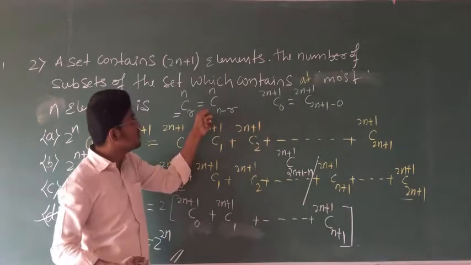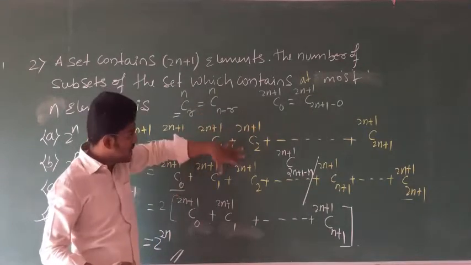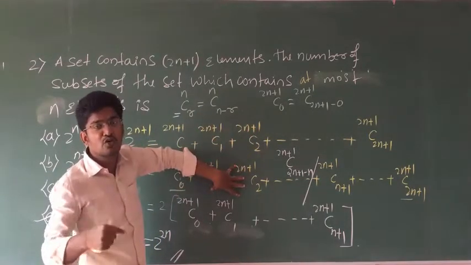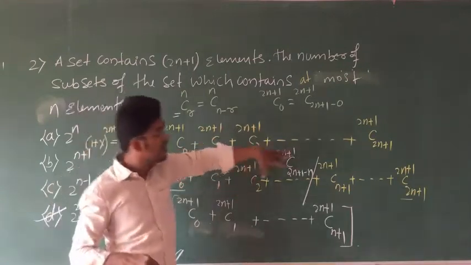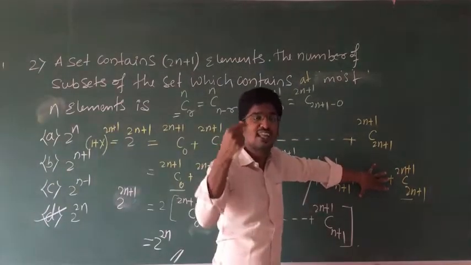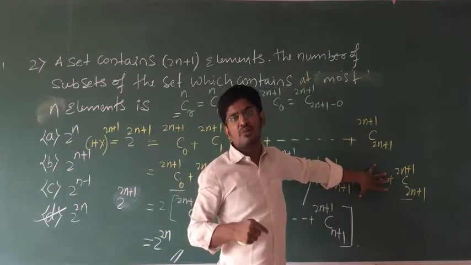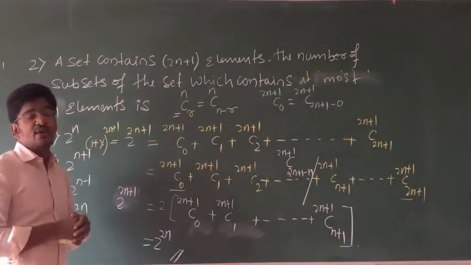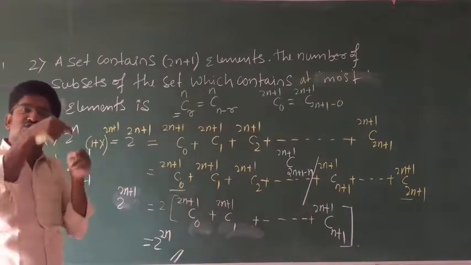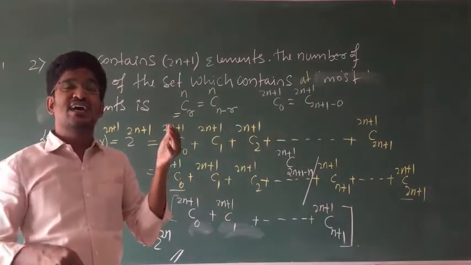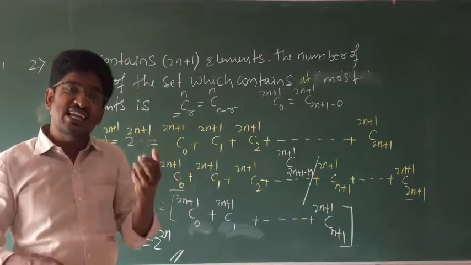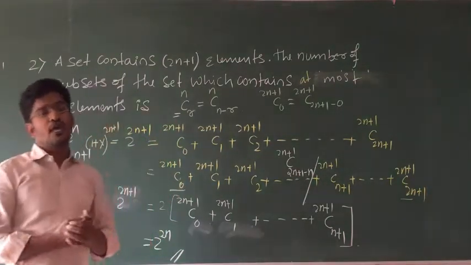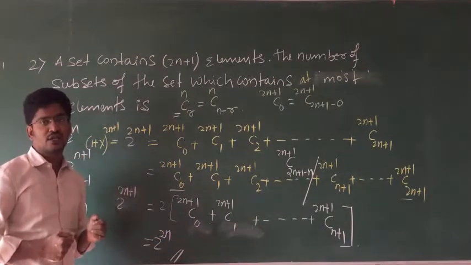Clear? Because of this formula. Here 2 to the power of 2n elements are present. Here 2 to the power of 2n elements are present. Are you getting my point? So be careful in exam for this type of question. For more than n elements also the answer is 2 to the power of 2n. For subsets containing exactly n elements also the answer is 2 to the power of 2n, because of the binomial expansion. Clear?